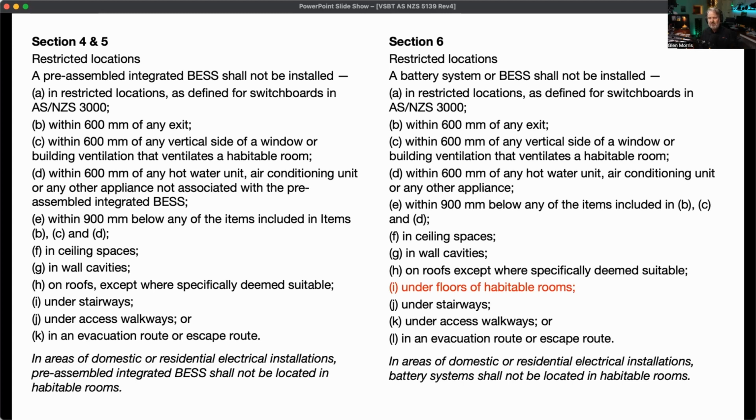So inside buildings is difficult. That's why garages are very popular. They're generally pretty easy, and so is the side of a house. Section 6 is the category for all the systems that don't meet the best practice guide. Really, it's the same limitations with one additional one, which I've put in red: you can't put them under the floor of habitable rooms. Like I said, that could be the ground floor of a garage with a bedroom above.